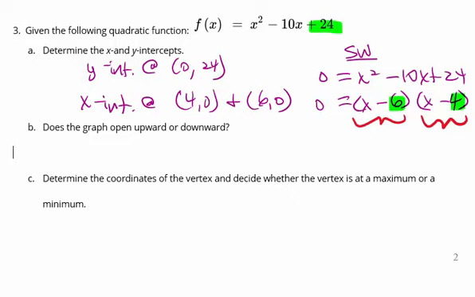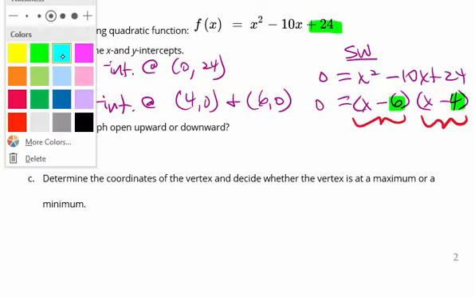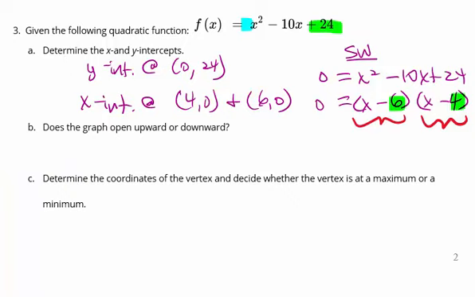Just graph this function on your calculator and see if you can tell where the x-intercepts are, or graph in y2, put a 0, and find the intersections of the graphs. Okay, in part B, does the graph open up or down? We look at the sign of the leading coefficient, and we see the leading coefficient is a positive 1. And so therefore, this curve opens upward.